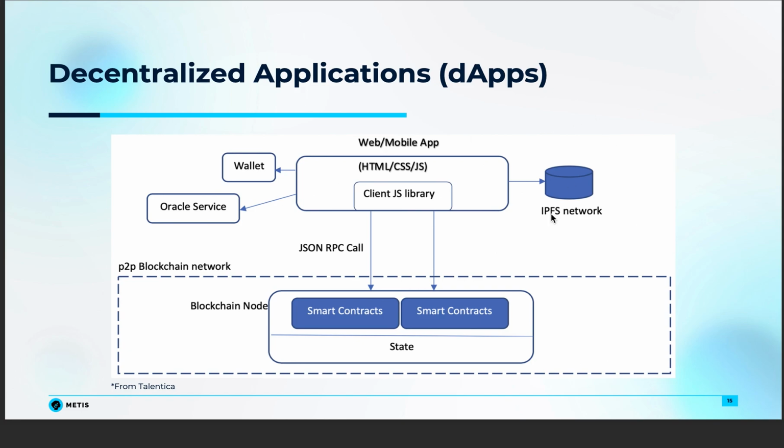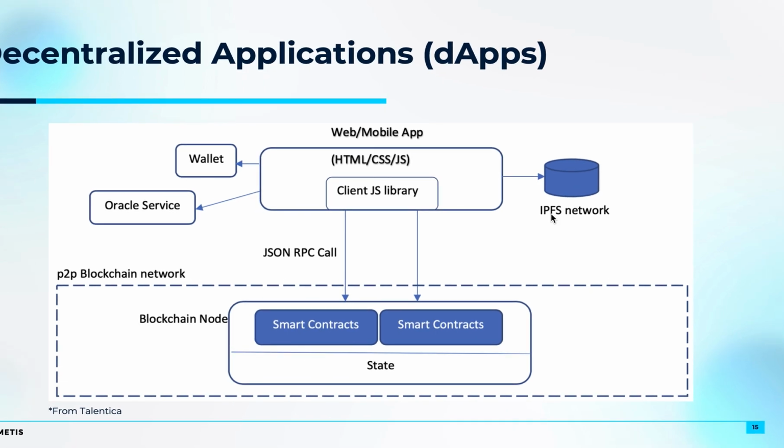The IPFS network is the InterPlanetary File System network, and it's a data storage network where non-transactional data, such as images, files, and videos, are stored in a distributed way. So decentralized applications can make use of the IPFS network to store larger data files off chain while keeping the transaction data on chain, which ensures scalability and lower cost.